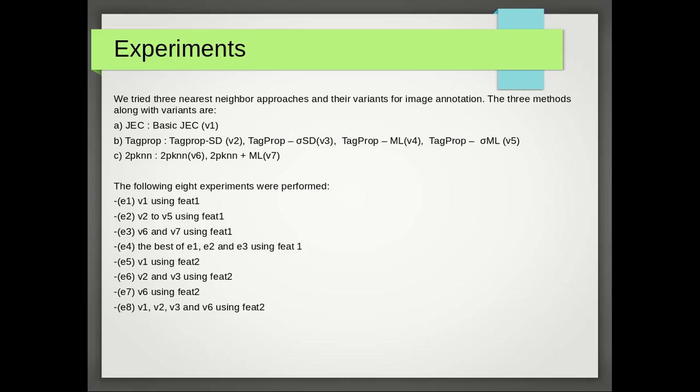We tried three nearest neighbor approaches for the image annotation problem: JEC, TagProp and 2pkNN, and we even tried some variants of those approaches. For TagProp, we tried TagProp SD single distance, TagProp Sigma SD, TagProp ML multiple distance, and TagProp Sigma ML. We were supposed to perform 8 experiments using different combinations of these variants for feed 1 as well as feed 2.